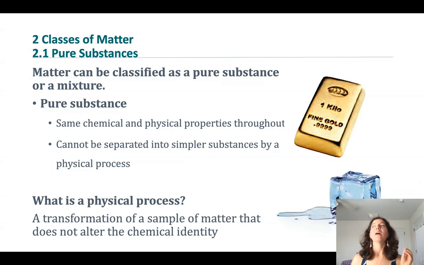So like melting or freezing, those are physical processes. A physical process, again, is a transformation of a sample of matter that does not alter the chemical identity. And those phase changes are an example of a physical process.